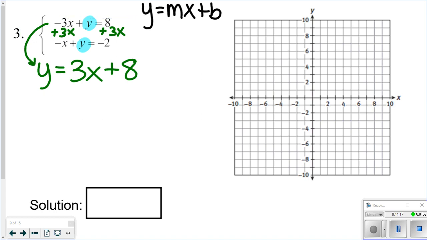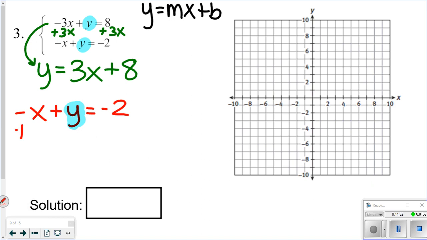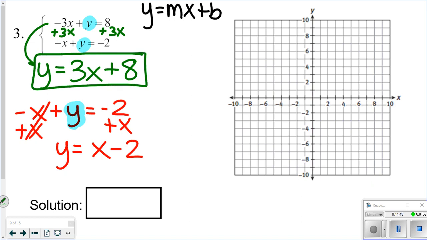Your second line, you're also adding your x value in order to get this y by itself. So I need to add x to both sides. And y equals positive x minus 2, because it was a negative 2. So graph this first line. It has a positive slope. It's increasing. Your second line also has a positive slope, so it's increasing. And then say what your solution is.